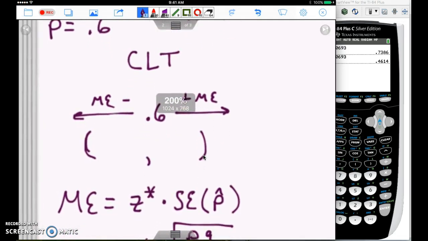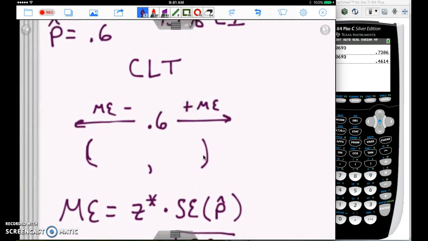So to get started here, margin of error is simply a z-critical value, which we'll figure out after a bit here. It's what we call a z-critical value. That's what this z with an asterisk means. It's not a multiplication symbol. It's actually kind of an exponent, an asterisk in the superscript position. This z-critical value times the standard error for p hat.